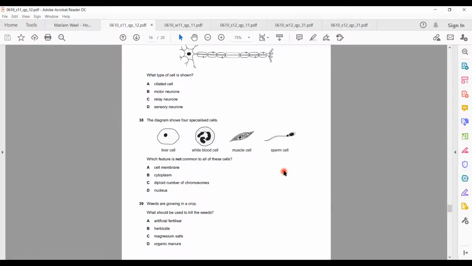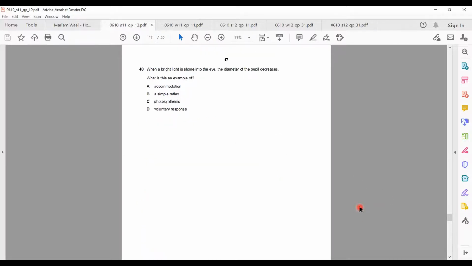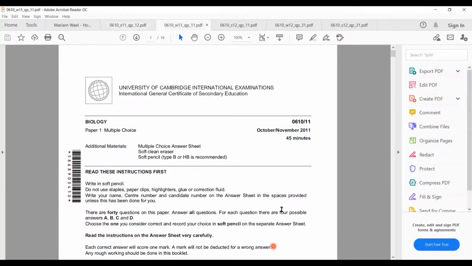Cytoplasm? It's not common in all of these cells. And you have taken this before. What's not common? A diploid number of chromosomes. Yes, of course. I thought it was common. I read common. No, not common. That's it. Let's go to another one.